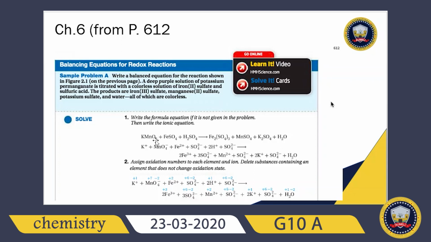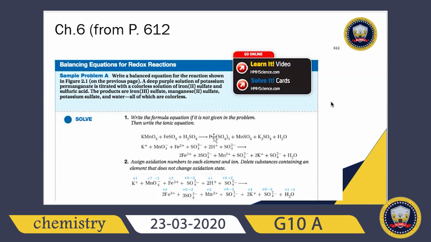So here, KMnO4, you know it is K plus, MnO4 minus. FeSO4, you know Fe2 plus, SO4 2 minus. You remember, this you should know from the study guide I gave you. Now, plus H2SO4, you know it is 2H plus, SO4 2 minus. Yields, you see here, Fe2(SO4)3. So it will be 2Fe3 plus, plus 3SO4 2 minus. You know SO4 is 2 minus, but we have 3 of it, so we put here 3.